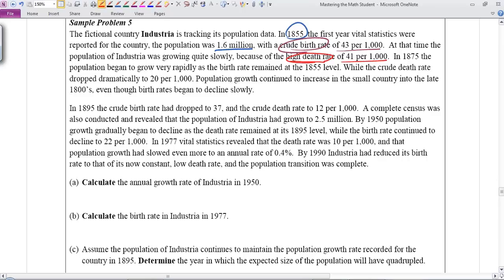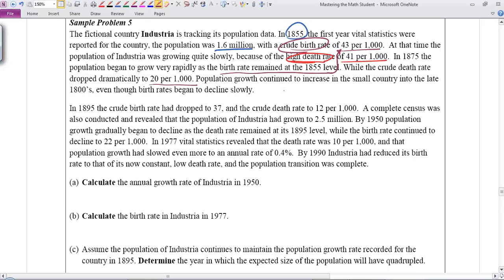So in 1875, 20 years later than 1855, keep this in perspective, the population began to grow very rapidly as the birth rate remained at the 1855 level. The birth rate remained at the 1855 level, which was what? 43. So I want to link those two pieces of information together, while the crude death rate dropped dramatically, new information, to 20 per 1,000 from 41 per 1,000.